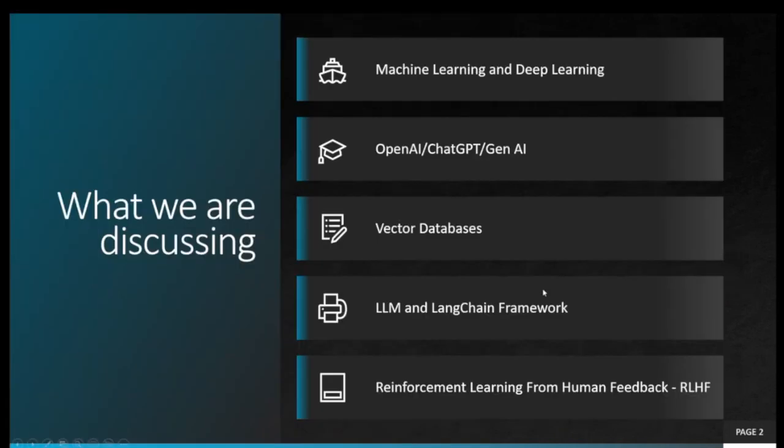Today, we are going to discuss machine learning and deep learning, OpenAI, ChatGPT, generative AI. I'm not sure how much time we will have, but also vector databases. This is kind of the new way of storing information, which LLMs, the large language models, use. And then finally, if time permits, or in subsequent sessions, we will discuss reinforcement learning from human feedback.